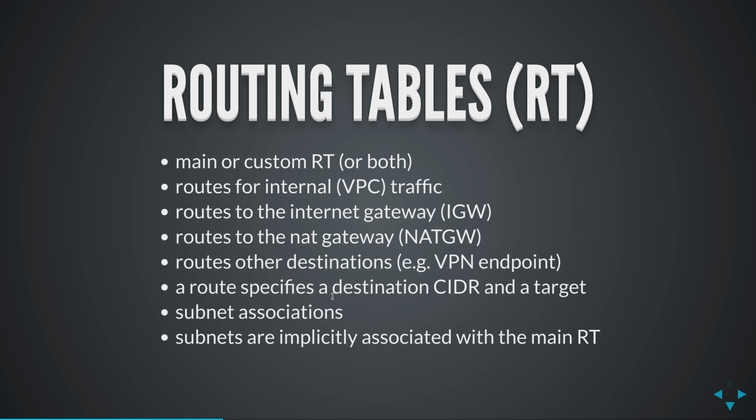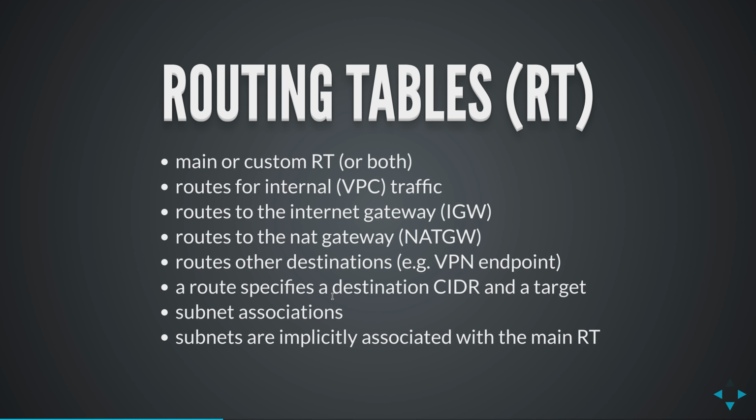Routing tables, well, we explained most of it already. Either a main or a custom routing table, or both. Routes for the internal VPC traffic, so between availability zones. Routes to the internet gateway we have seen, routes to the NAT gateway we have seen, and there can also be routes to other destinations. For instance, if you have a VPN between your on-premise data center and the AWS cloud, you have a VPN endpoint, and that can be one of the other destinations.